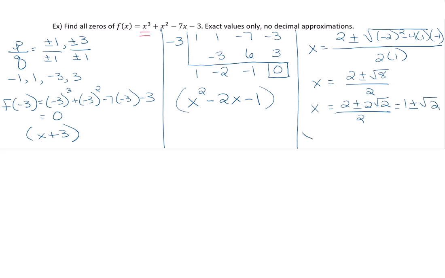So all of our zeros would be -3. That's the first one that we found over here. That's the only rational one that works. And we took what was left when we divided, set it equal to 0, but it didn't factor, so we used the quadratic formula, and we got 1 minus the square root of 2 and 1 plus the square root of 2 as our zeros.